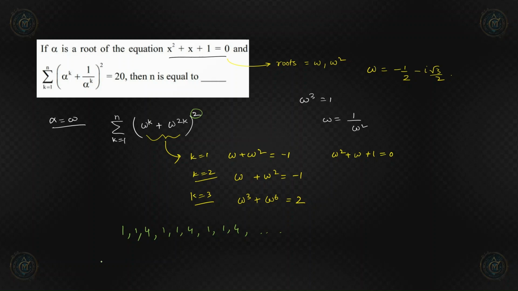Okay, so why this periodicity over 3? Because we are dealing with the complex cube root of unity.